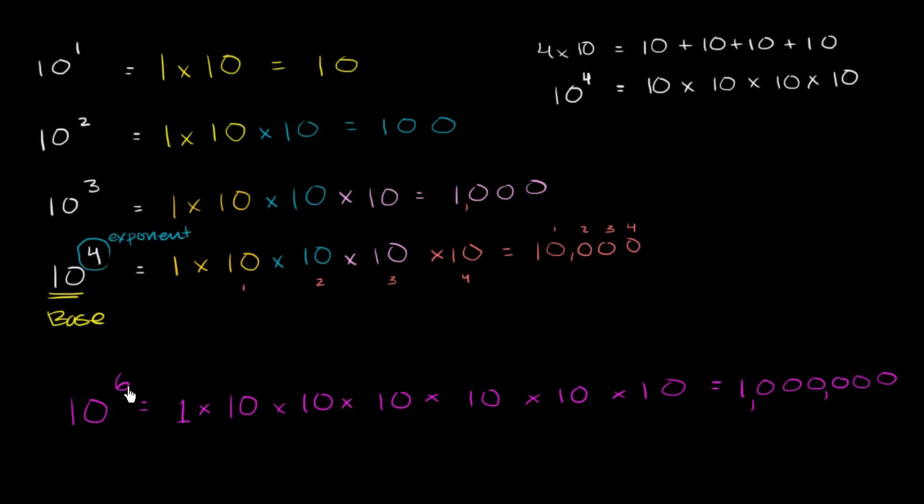So 10 to the 6th power is the same thing as 1 being multiplied by 10 6 times, or taking 6 tens and multiplying them together. And that's going to be equal to 1 followed by 6 zeros, which is this pattern we saw, or 1 million.